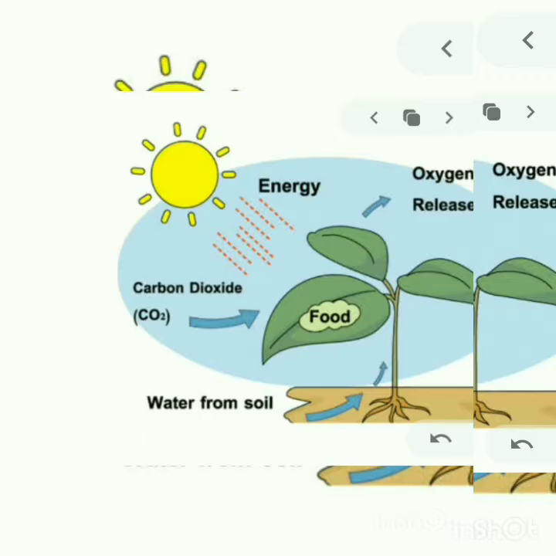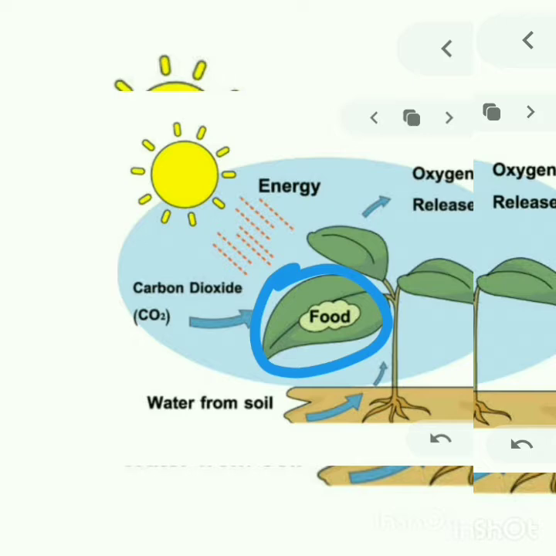Students, as you all can see on your screen, the process of photosynthesis. Plants take carbon dioxide from the atmosphere, water and minerals from roots and prepare their food in the leaf of a plant in the presence of chlorophyll and sunlight. This process is known as photosynthesis. So what is photosynthesis?